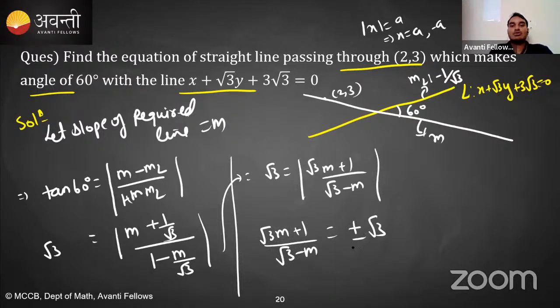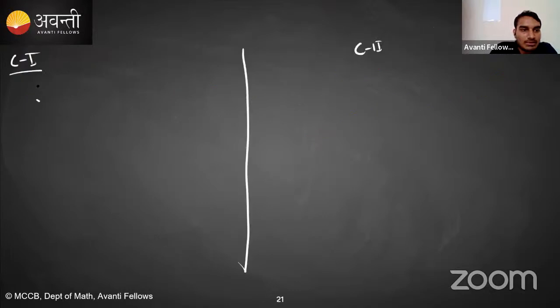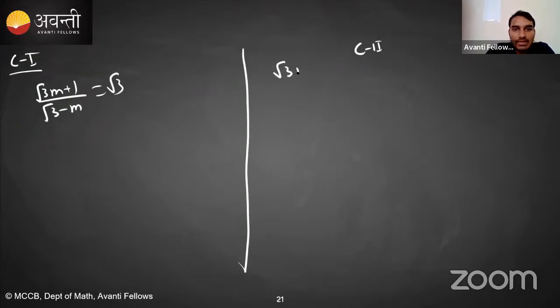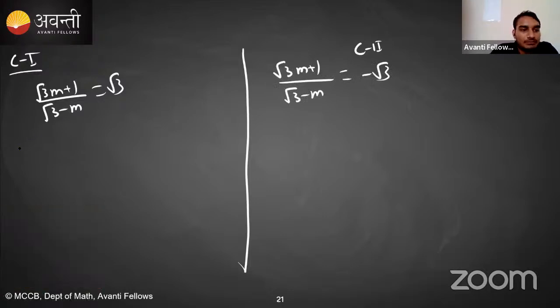Plus minus root 3, either plus root 3 or minus root 3. So now take case 1, case 2. What is case 1? Case 1 is when (root 3 m plus 1) upon (root 3 minus m) is equal to root 3. Case 2 will be when (root 3 m plus 1) upon (root 3 minus m) is equal to minus root 3. Clear? So solve from here, and see what you will get.